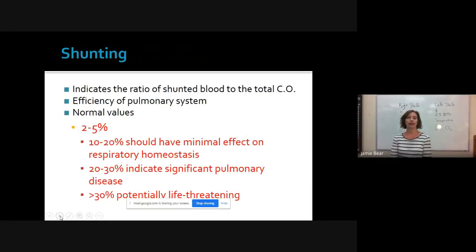So shunting, we just said, indicates the ratio of shunted blood to total cardiac output. It does talk about the efficiency of the pulmonary system. Normal values are 2 to 5%. 10 to 20% should have minimal effects on respiratory homeostasis. 20 to 30% indicates significant pulmonary disease, so intrapulmonary shunting. If greater than 30% of your patient's total cardiac output is a shunt, it is fatal.